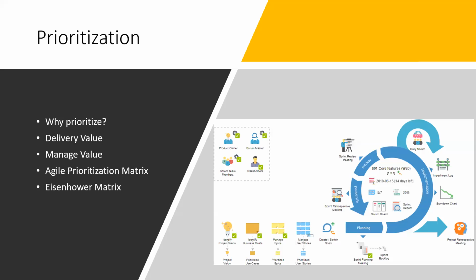Okay, if you look at the picture on your right, you got prioritization, but before any project begins, you identify the product vision. I want to develop a website to sell movie tickets. Let's just take that as a use case. That's our product vision. Identify business goals.